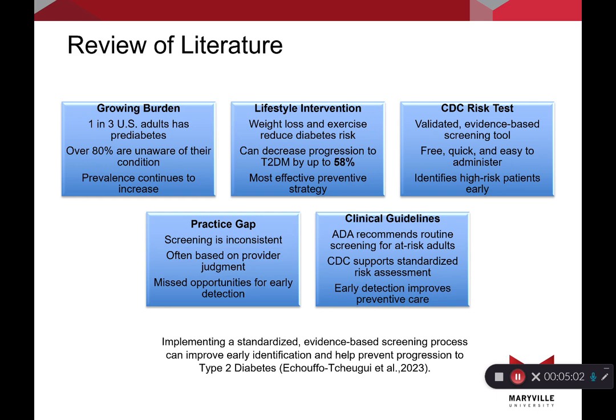Approximately 1 in 3 adults in the United States has prediabetes, and the majority remain unaware of their condition. Another important theme involved lifestyle intervention. Evidence demonstrates that interventions such as weight reduction, increased physical activity, and dietary modification can significantly reduce the risk of progression to type 2 diabetes. Lifestyle intervention has been associated with reductions in progression of up to approximately 58% in the appropriate population.